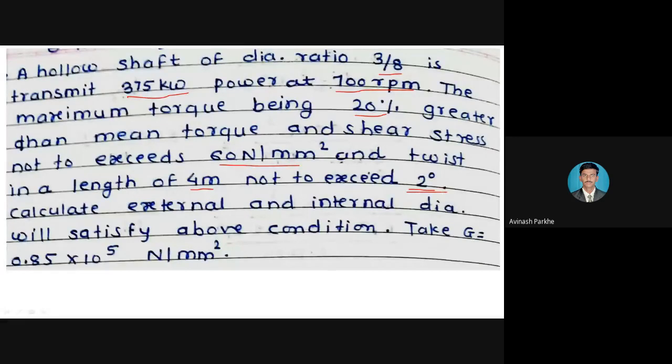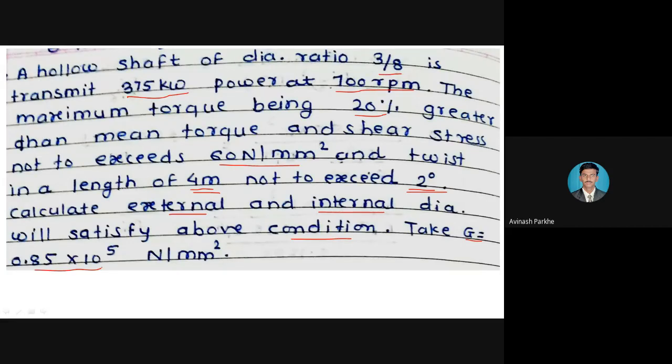Twist in the length of shaft is given 4 meter, and that twisting should not exceed 2 degree, means theta is equal to 2 degree. Calculate external diameter and internal diameter which will satisfy the above conditions. Take capital G is equal to 0.85 into 10 raised to 5 Newton per mm square.